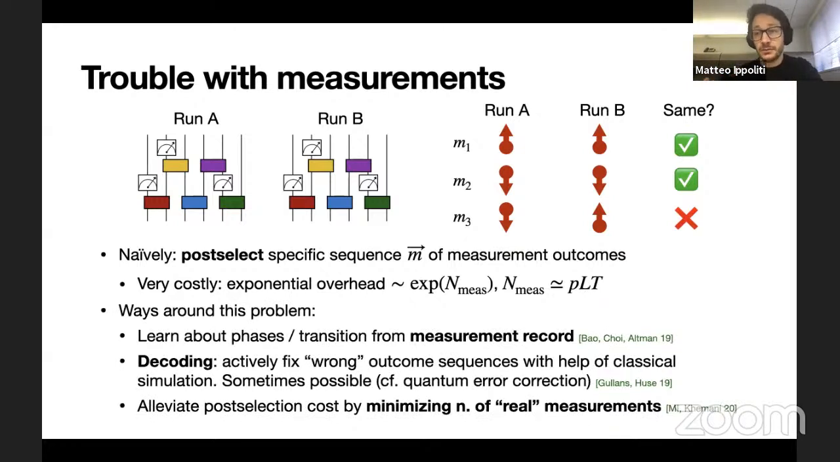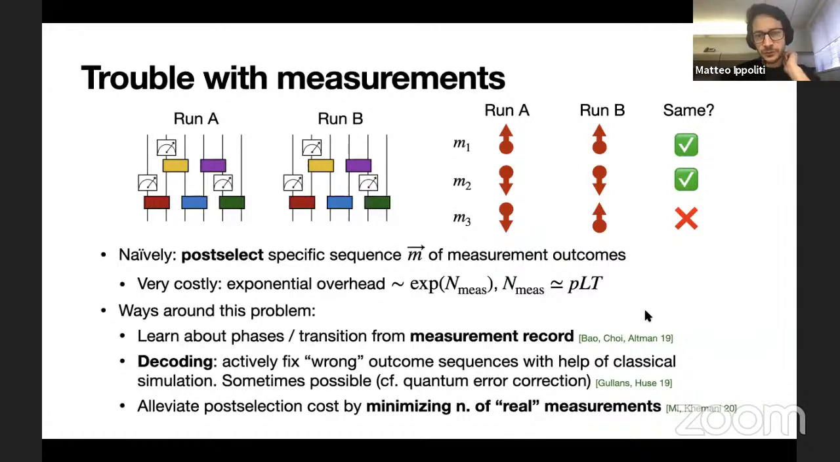So there are some ways around this problem. One is to not even try to prepare the state and just try to learn about the phases and the transitions just from the entropy of the measurement record, which you can do. Another way is to try to prepare the state by doing some sort of decoding, where any wrong outcome you get can, in some cases, be corrected to the one you wanted if you have, say, a classical computer that's running a simulation in parallel that tells you what to do. This problem is closely related to quantum error correction, and in some cases, it's computationally doable. But in general, it can be hard.